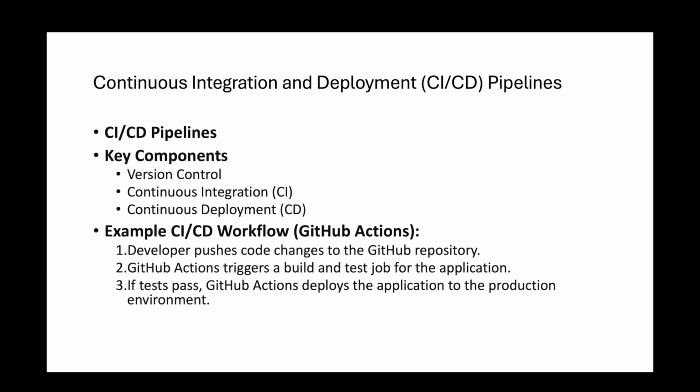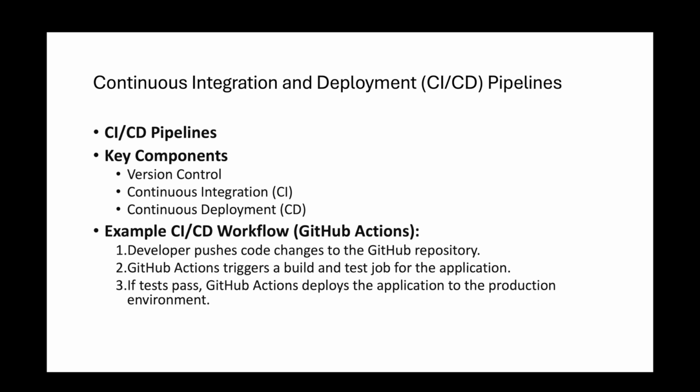Best practices. Monitor application performance and infrastructure health using monitoring tools like AWS CloudWatch, Datadog, or Prometheus. Implement logging and error tracking to diagnose and troubleshoot issues quickly. Use infrastructure as code, IaC, tools like Terraform or AWS CloudFormation to manage and provision cloud resources. Implement security best practices such as encryption, network segmentation, and access control to protect sensitive data and resources.